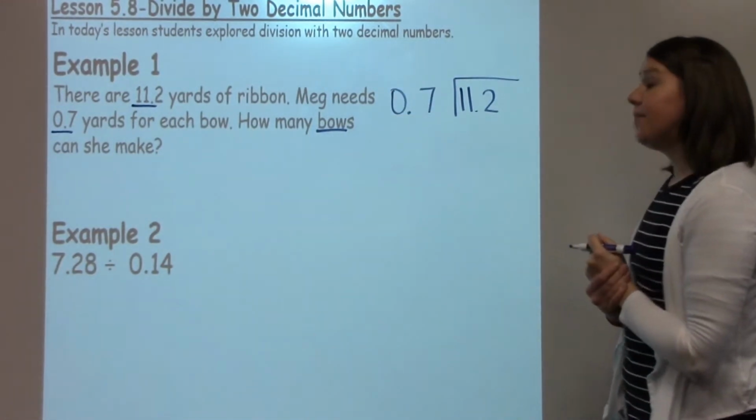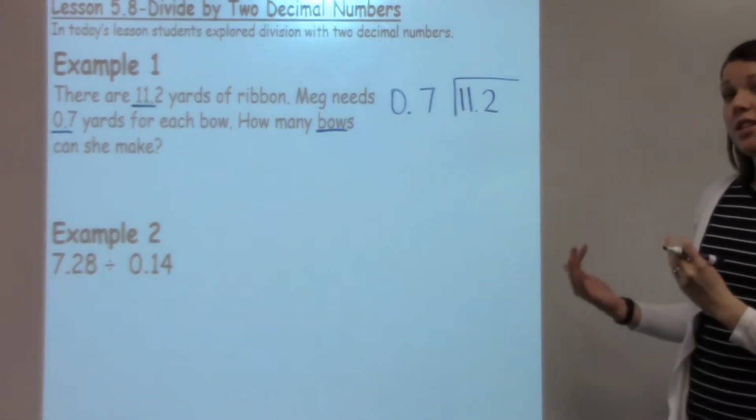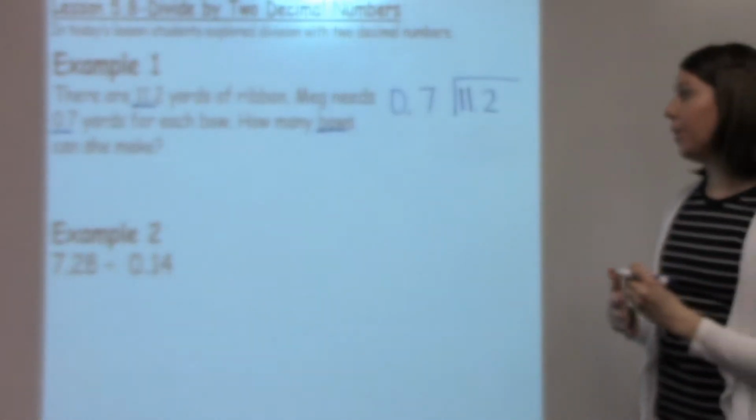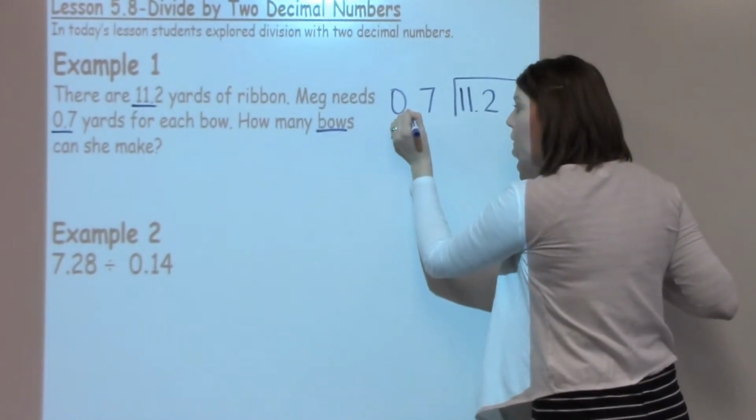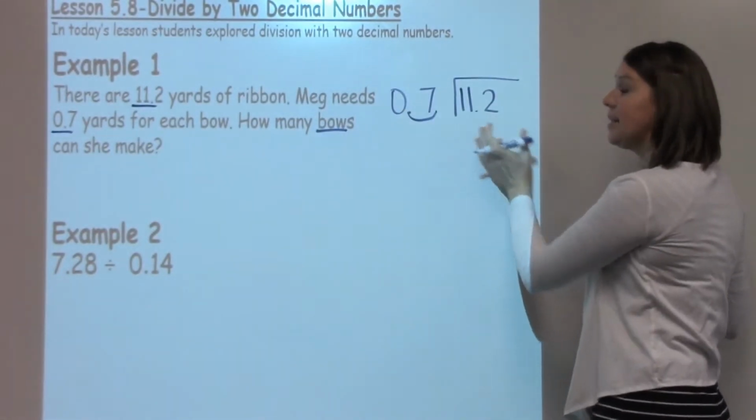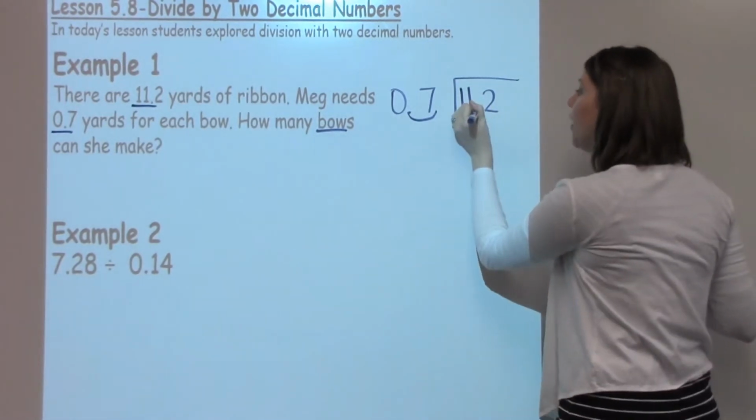Now when we have division of decimals, we have to do some shifting of the decimal place to make that easier to work with. So I'm going to try to make my divisor a whole number. I'm going to shift it one spot. So I need to do the exact same thing to my dividend by shifting it one spot.